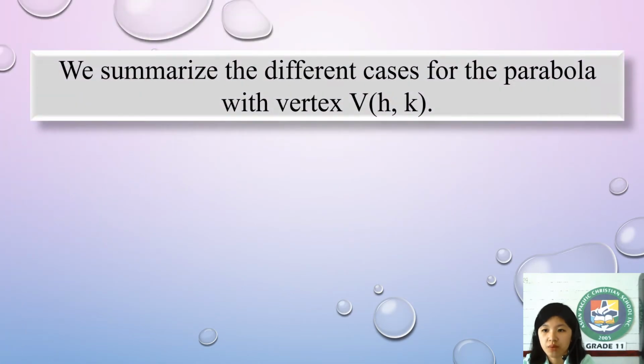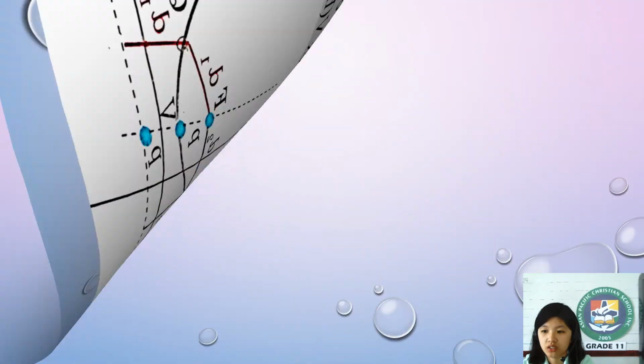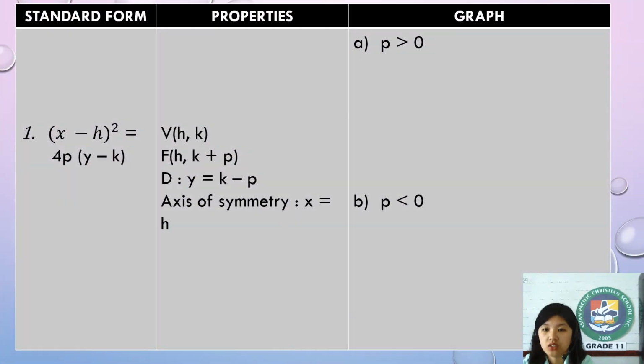So, to summarize the different cases for the parabola with vertex V or (h, k), here is the summary. The standard form for the first case is (x minus h) squared is equal to 4p times (y minus k). And the properties: the vertex V is (h, k), the focus F is (h, k plus p), the directrix is y equals k minus p, and the axis of symmetry is x equals h.